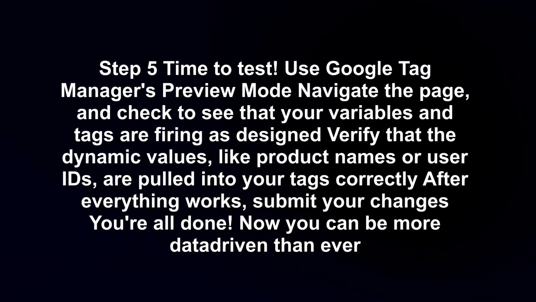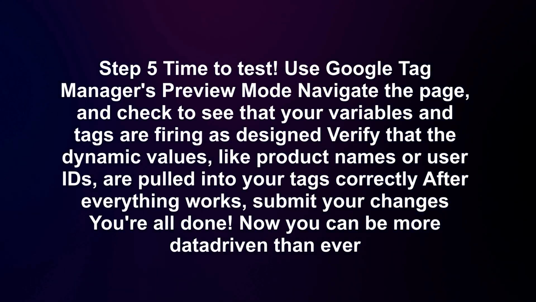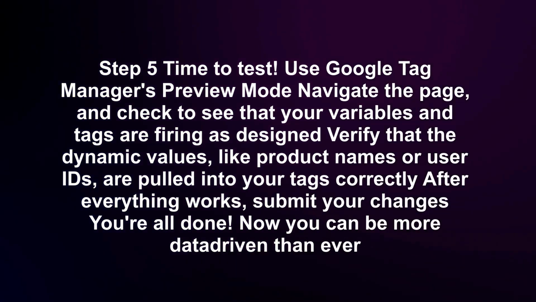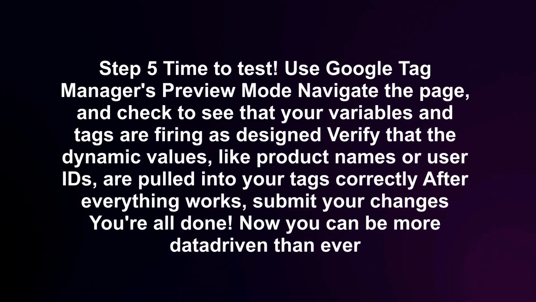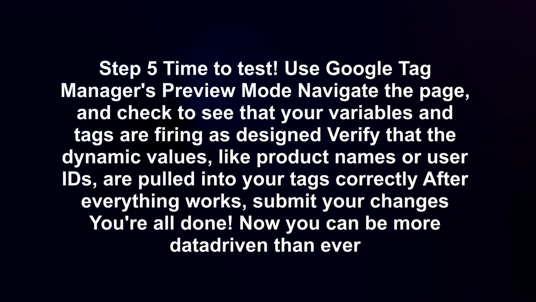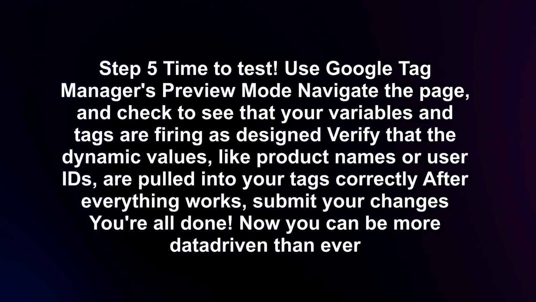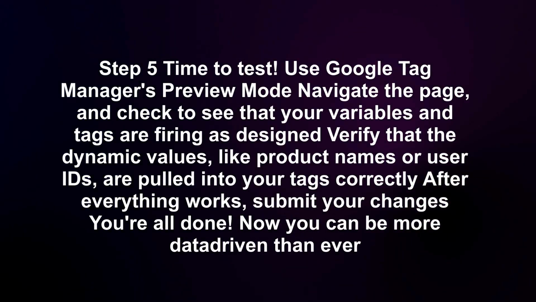Step 5. Time to test. Use Google Tag Manager's preview mode. Navigate the page and check to see that your variables and tags are firing as designed. Verify that the dynamic values, like product names or user IDs, are pulled into your tags correctly. After everything works, submit your changes. You're all done. Now you can be more data-driven than ever.